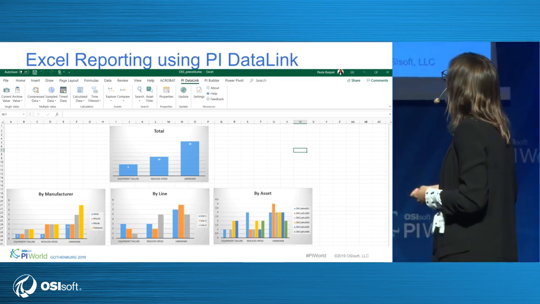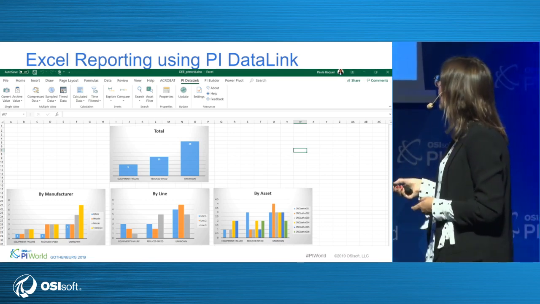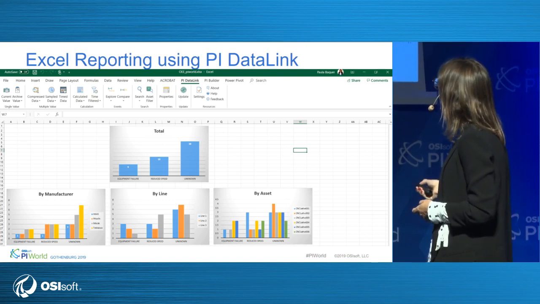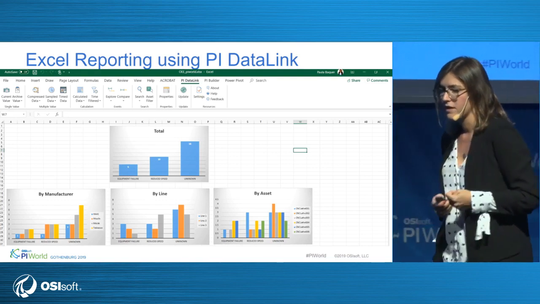Another view that you could have is what the main reasons are for the different lines, or also seeing this information based on different assets. So it's very simple. You just establish your information into PI, you put in the context, you bring this data out, and you can visualize it in simple tools like PI DataLink that will help you do your first analysis.